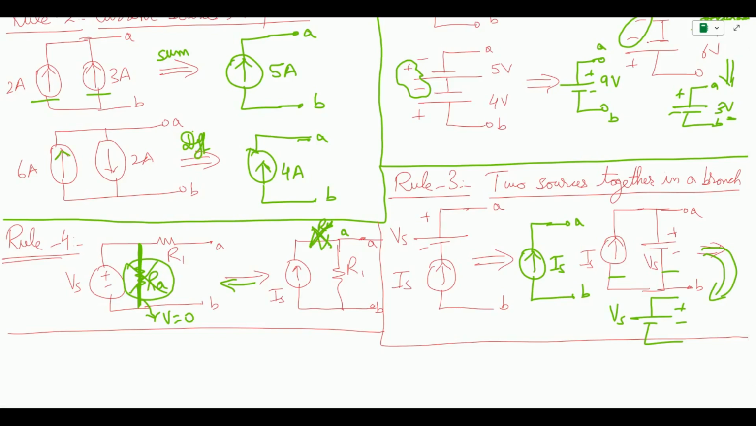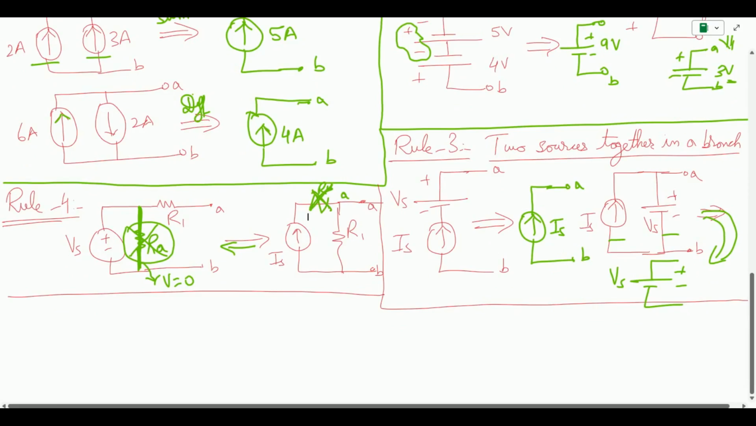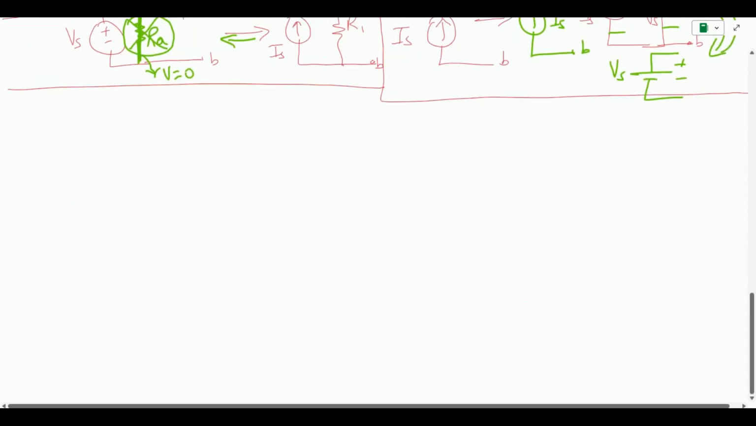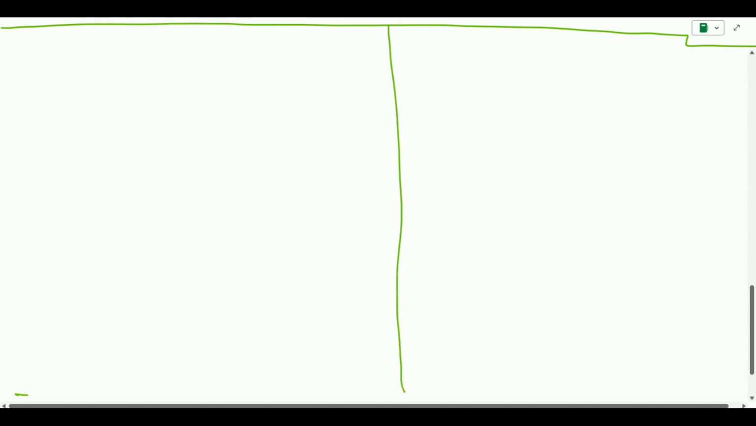Now let us look at a few examples to better grasp source transformation problems and analysis. Let us take a look at one of the examples and see how we can solve it. Okay, so let me divide the screen and see if we can solve this. So example number 1.